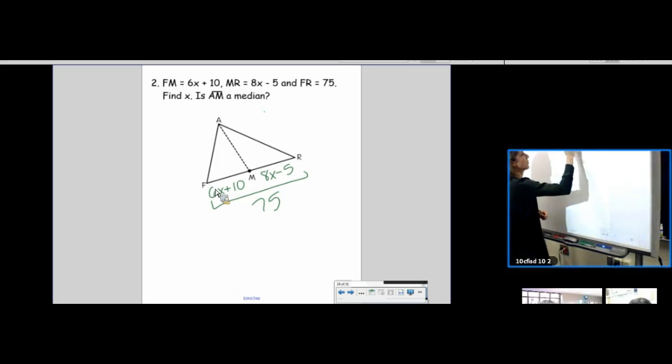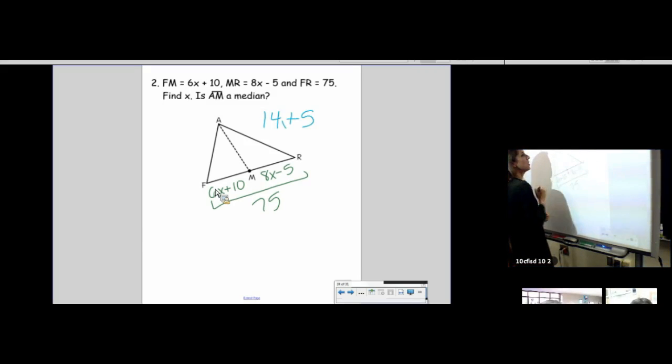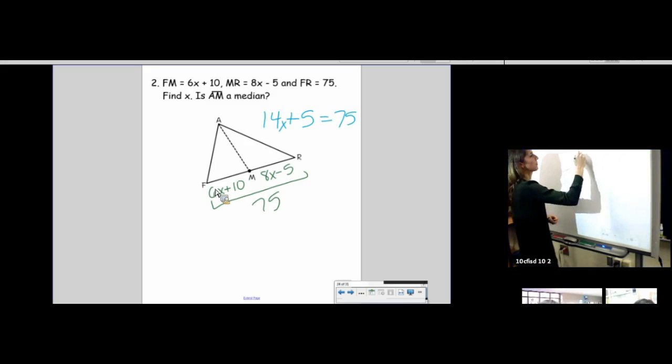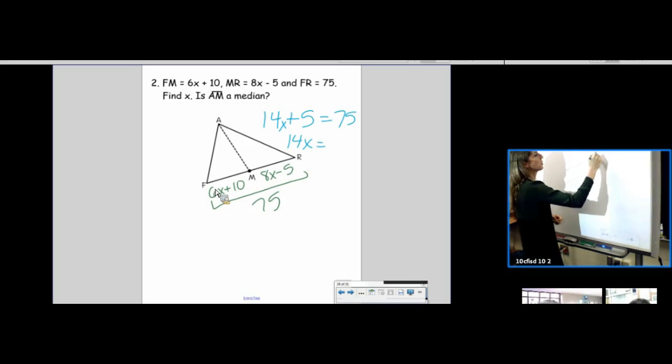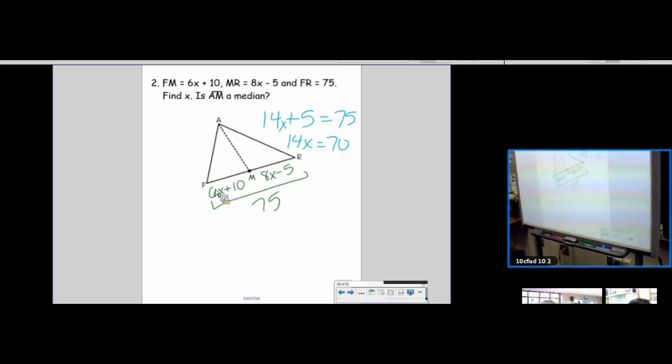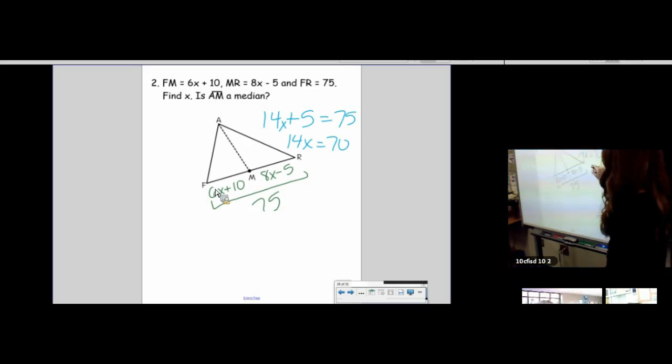6x plus 8x is 14x. 10 minus 5 is 5. So 14x plus 5 equals 75. 14x equals 70, and x is 5.